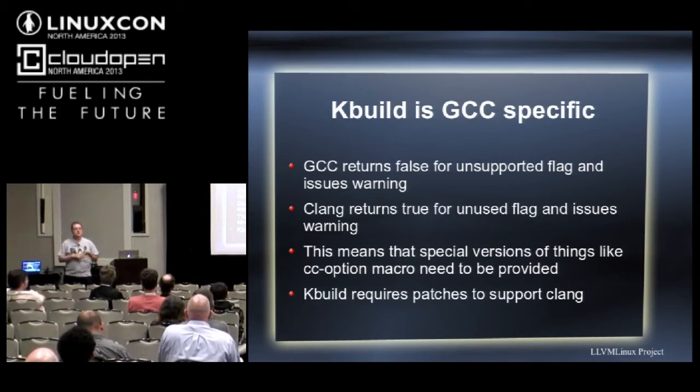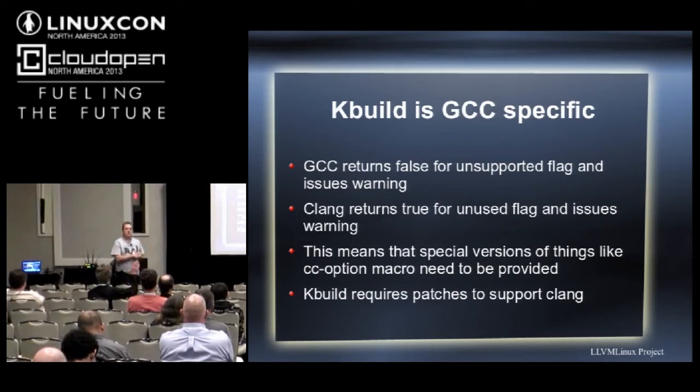So the problem is you actually get to a point where CC option, which is a macro that tries to figure out whether an option is supported by a compiler, essentially breaks. Because as far as Clang is concerned, based on the macro, it supports everything. So unfortunately we had to put an ifdef into the makefile that essentially looked at the warning output with grep to figure out whether or not something was supported.